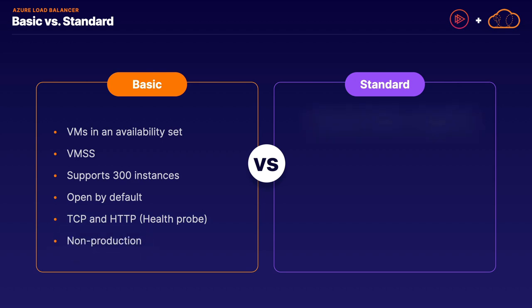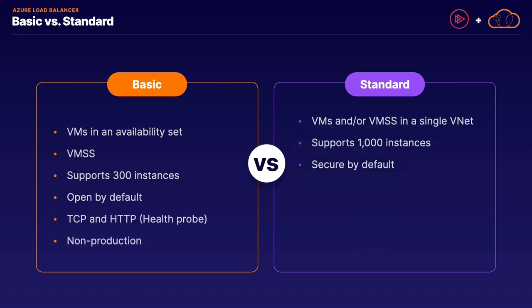Now, for our standard SKU, we have VMs and or VM scale sets in a single virtual network, and we have support for up to 1,000 instances in that backend pool. The standard SKU uses a standard SKU public IP, so it's secure by default. And in order to open up that traffic, we will have to use network security groups because, again, it's secured by default.